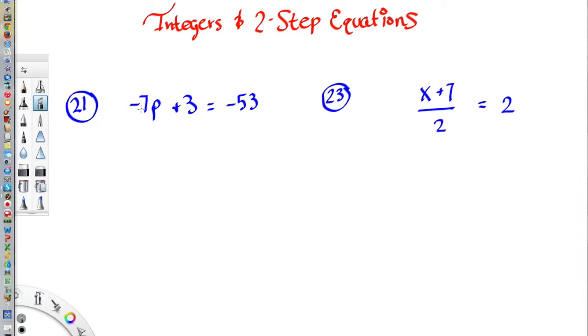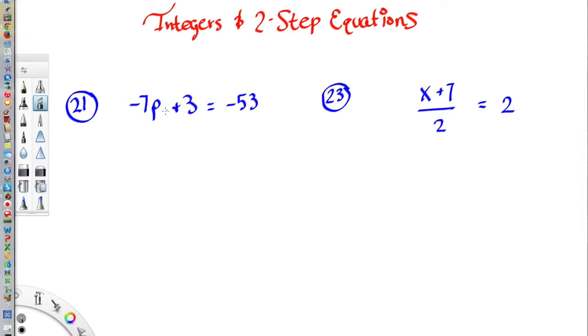And when we look at 21, negative 7p plus 3 is equal to negative 53. The answer is no. There's no simplification, so I can start isolating. The way we isolate a variable is by performing the inverse operations. I can see that p is being multiplied by a negative 7, and 3 is also being added to it. You first always get rid of what is being added or subtracted to the variable. It's kind of like the opposite of order of operations because we're undoing things.